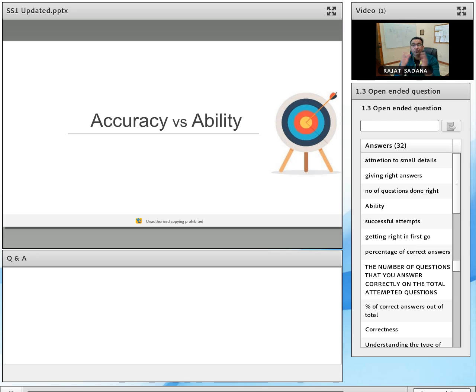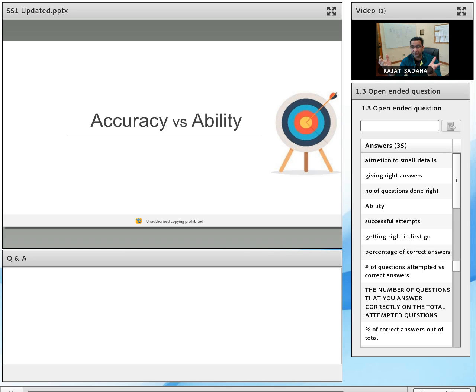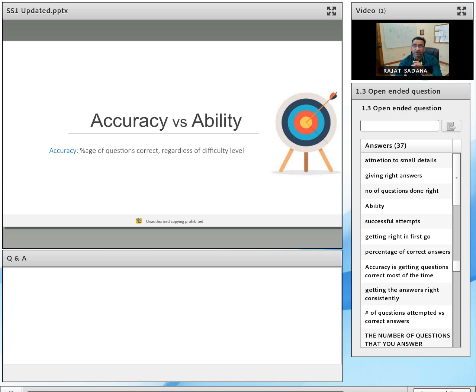So accuracy is when you take a 10-question quiz and you get 8 out of those 10 correctly. You say my accuracy is 80%. It's the percentage of questions that you answer correctly. Your accuracy doesn't tell you anything about your ability. If 1,000 people take the 10-question quiz and half of them get 8 out of 10 correctly, then that 80% accuracy is 50% ability.